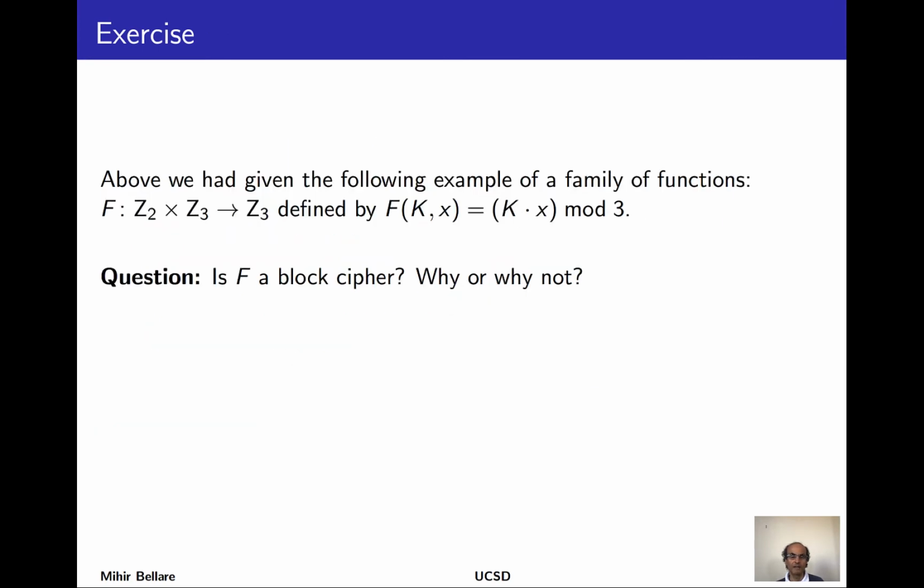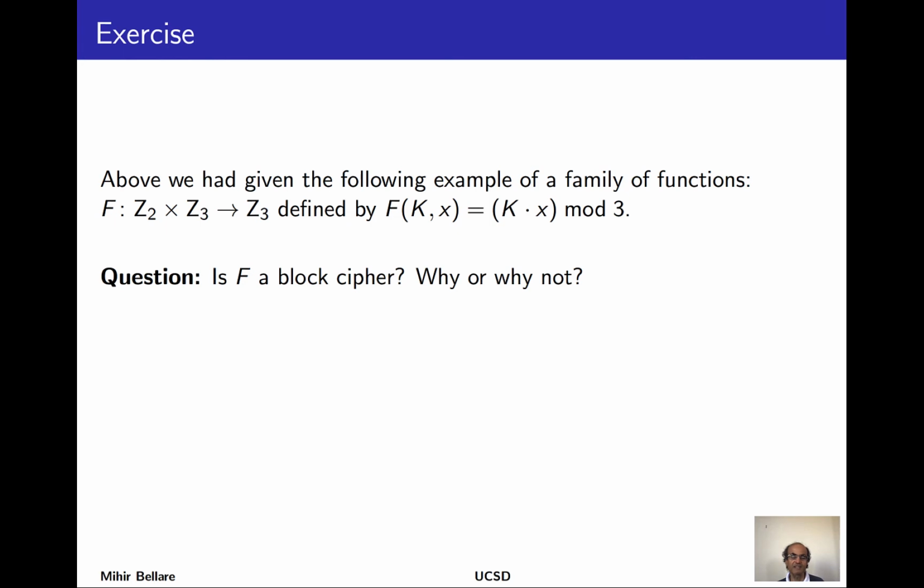So here's a little exercise to figure out whether something is a block cipher or not. Suppose I give you back the example we had earlier, a function from Z2 cross Z3. So the key space is Z2, input and output spaces are Z3, and you have a formula defining what it does. Is it a block cipher? Why or why not? Again, don't try to jump to a conclusion, but go back to the definition and check it out. What does the definition say?